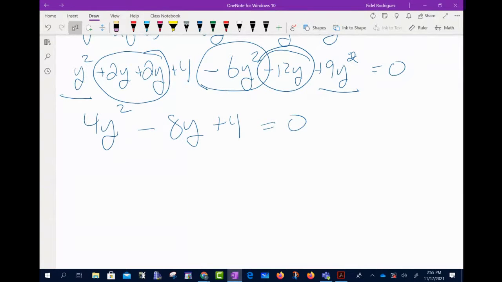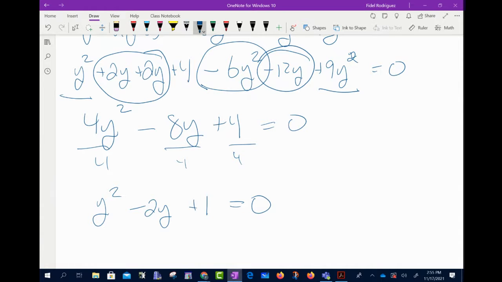All right. Let me ask you a question, y'all. Can I divide this equation by something to make my numbers a little smaller? What can we divide them all by? 4, right? We can divide them all by 4. So that's a y squared, a minus 2y, and a plus 1 equals 0.